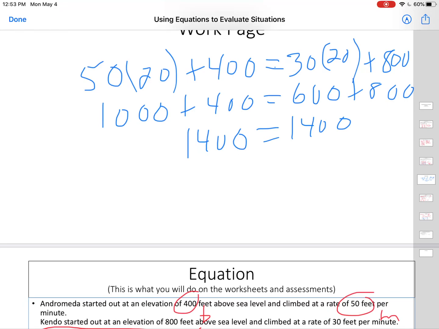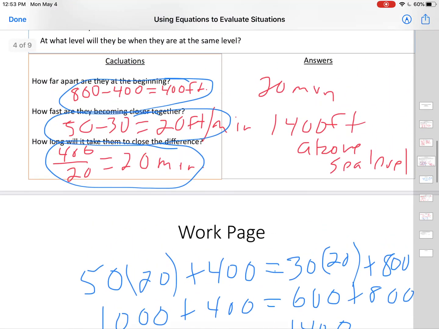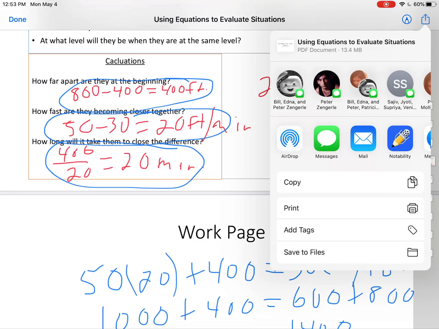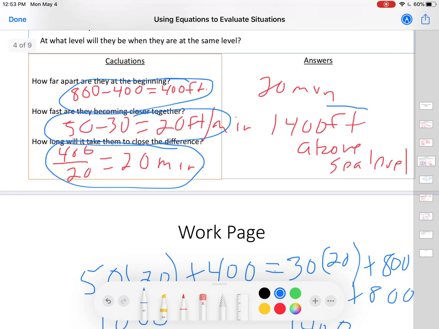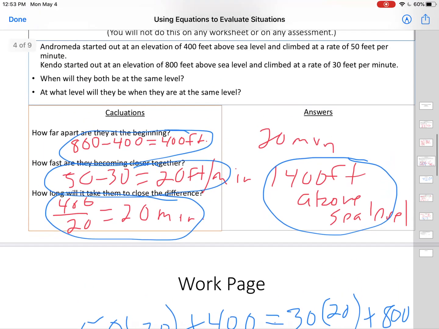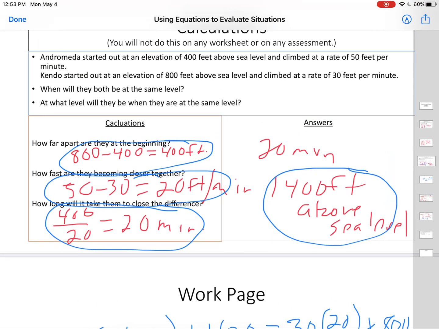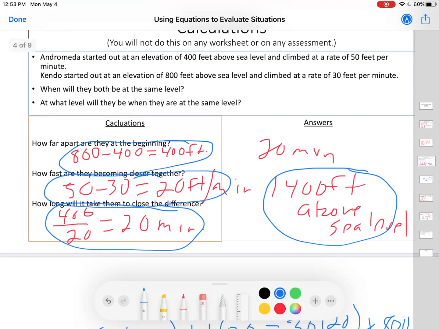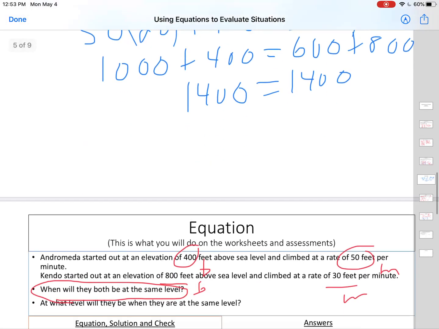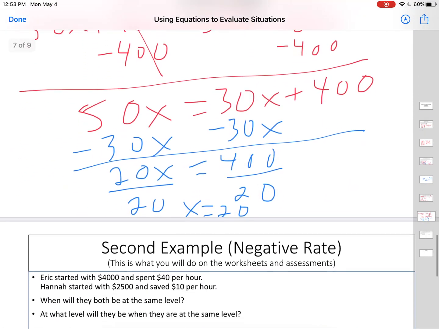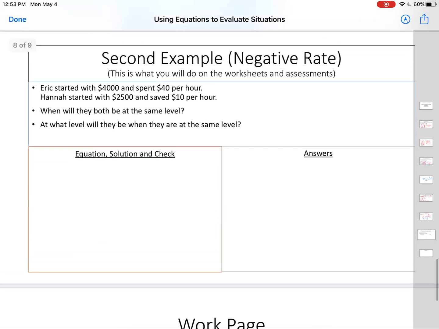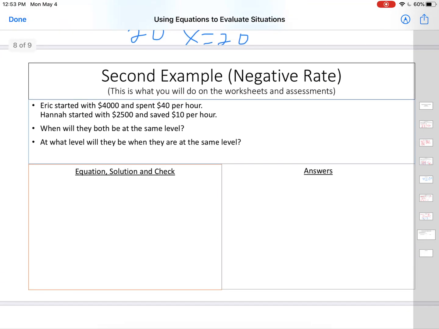Where have I seen that number before, 1,400? It's right here. It's the second answer. The second answer, at what level will they be when they are at the same level? That comes from the check step in the equation. That's all you need to know. All right, so second example.